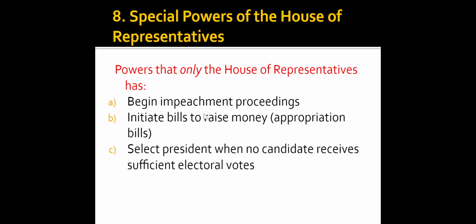All tax bills, when we talk about raising money, all tax bills have to start in the House of Representatives. They're the only type of bill that specifies which House of Congress they have to start in. So all tax bills have to start in the House. And if no candidate wins a majority in the Electoral College, the House of Representatives picks the president. So those are just a few things that the House only can do.